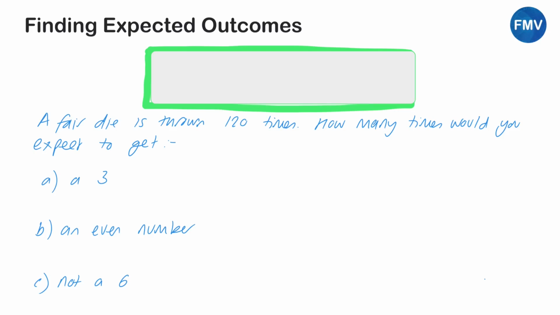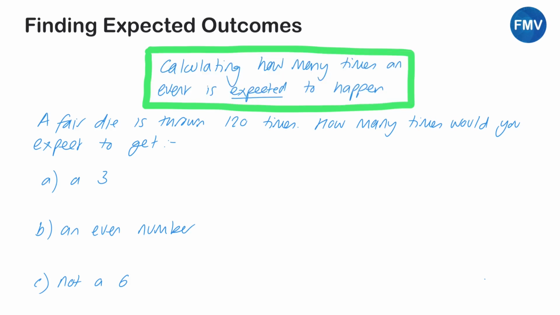Hello again. So in this video, we're going to look at finding expected outcomes. And all that means is calculating how many times an event is expected to happen.